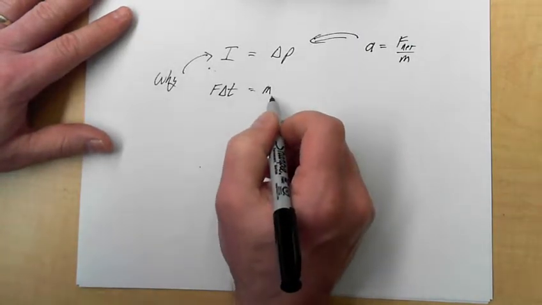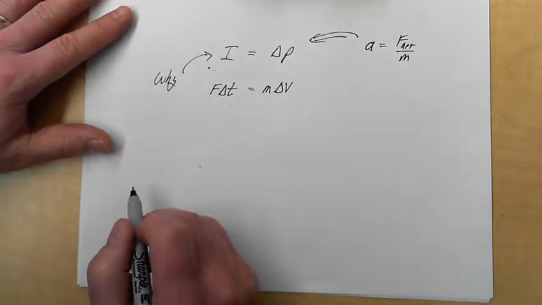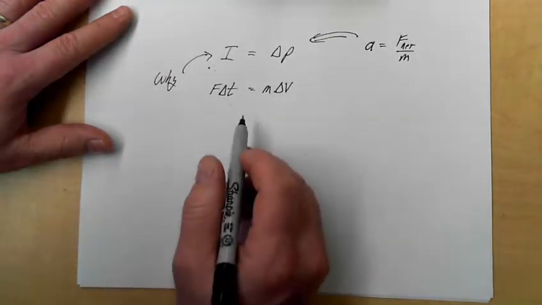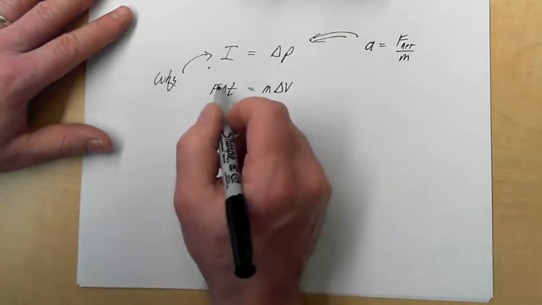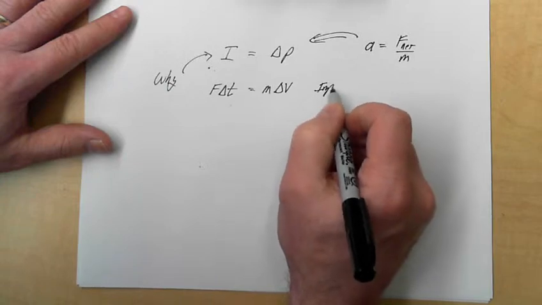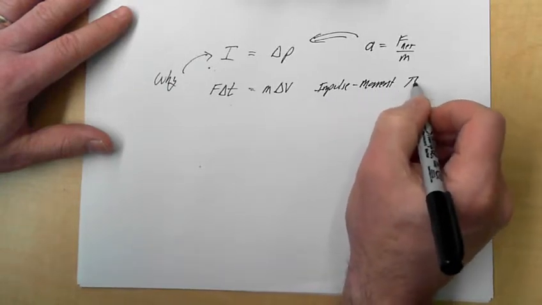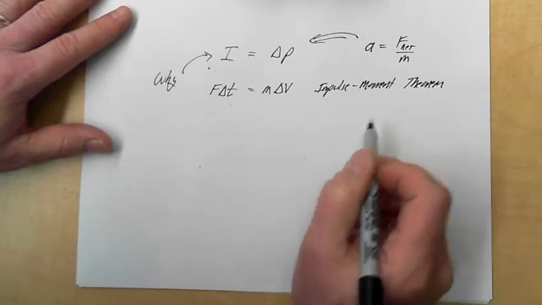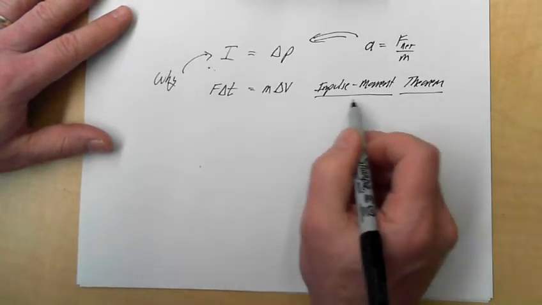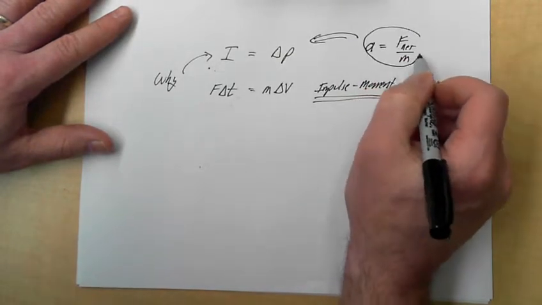So if the mass is constant, then the only way momentum is going to change is with a change of velocity. Okay, so this is the impulse. It has a name. It's called the impulse momentum theorem. But I have no idea why it's called impulse momentum theorem. It really is just a restatement of Newton's second law.